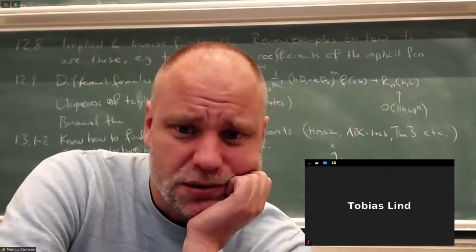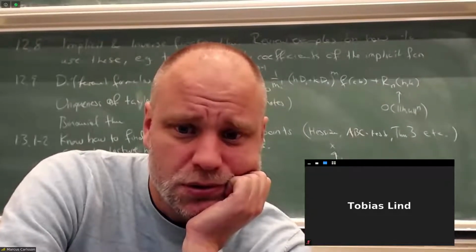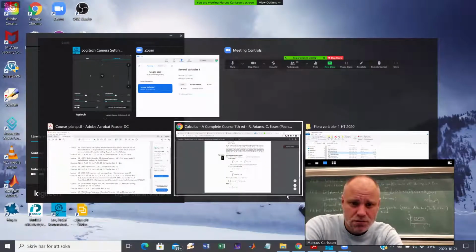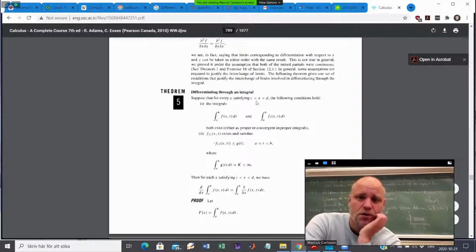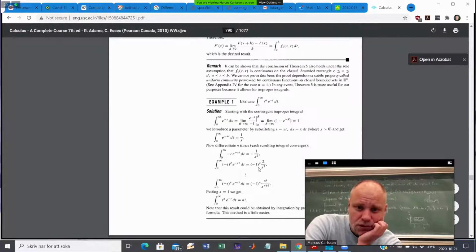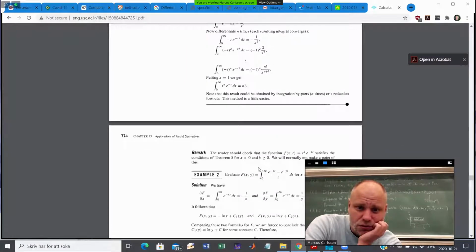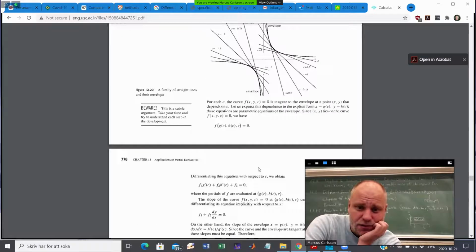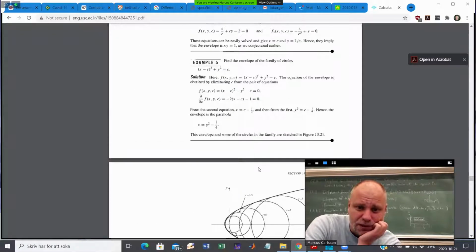Getting back here to screen sharing. Right, so you should know this theorem and how to use it. And then comes this thing, envelopes, you can skip completely.